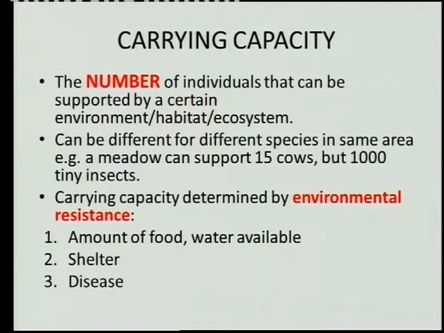So let's have a look at our slides and see what carrying capacity exactly is. Okay, as we've said, it's actually the maximum number of individuals that an area or habitat or ecosystem can support. And if we say support, we mean the type or the amount of resources available to that specific species. And this is quite interesting because in the same area, for instance, a meadow can support 15 cows, but in that same area the carrying capacity can be 1,000 or more tiny insects.